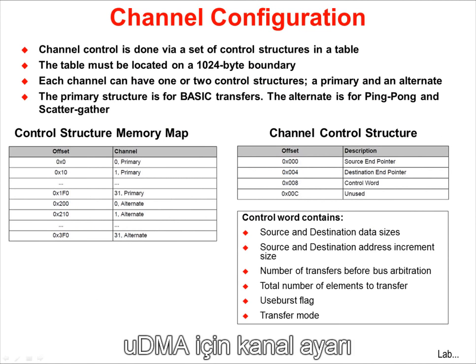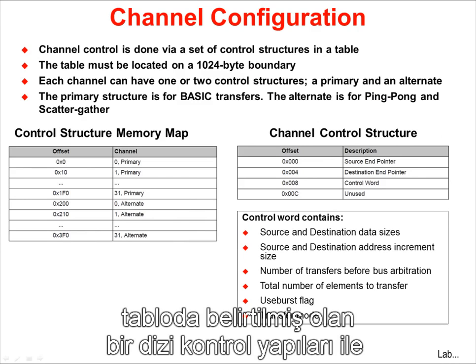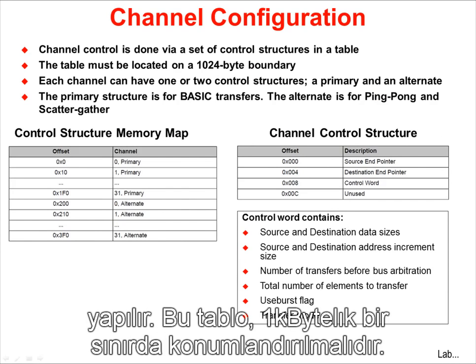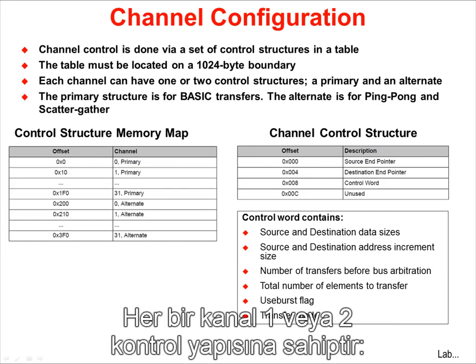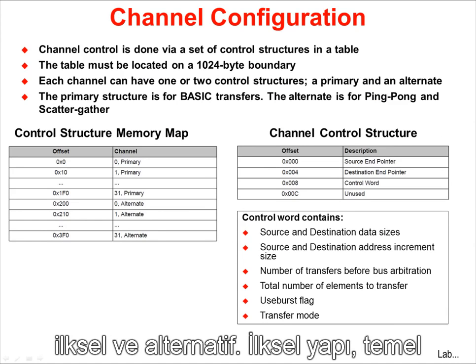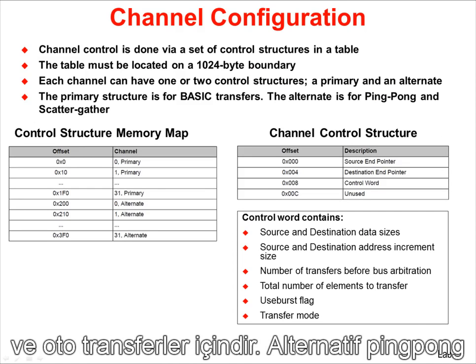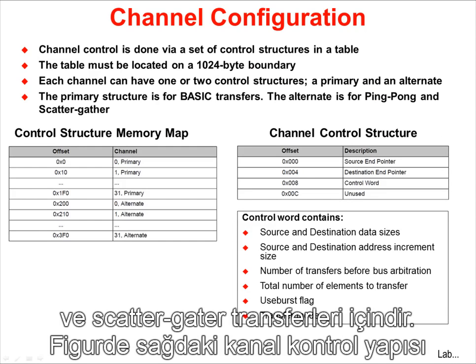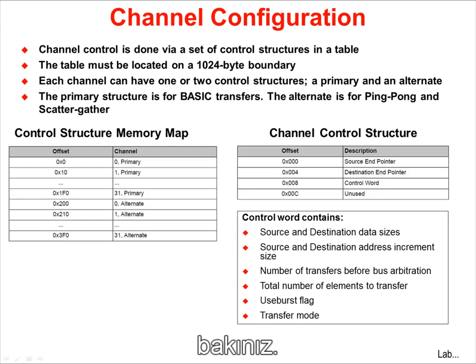Channel configuration for the micro-DMA is accomplished through a set of control structures placed in a table. This table must be located on a 1 KB boundary. Each channel can have 1 or 2 control structures, a primary and an alternate. The primary structure is for basic and auto transfers. The alternate is for ping pong and scatter-gather transfers. Note the channel control structure in the figure on the right.